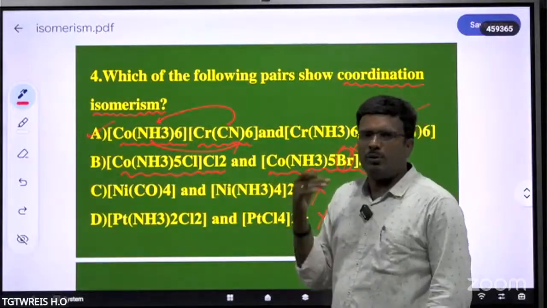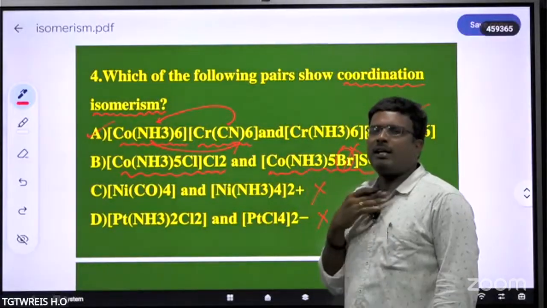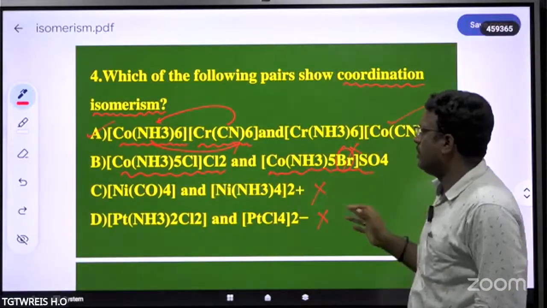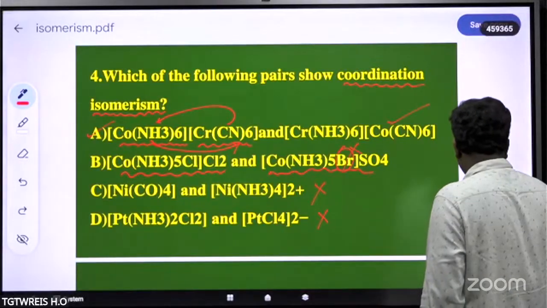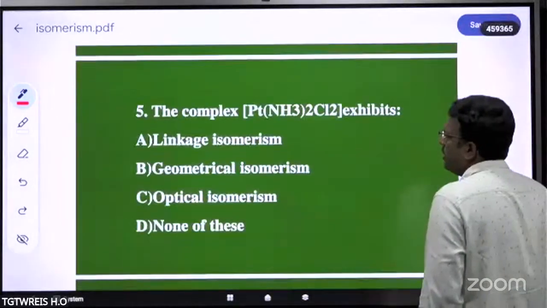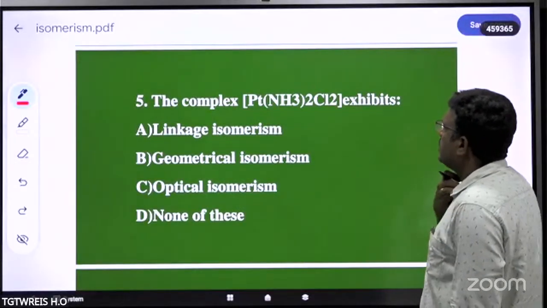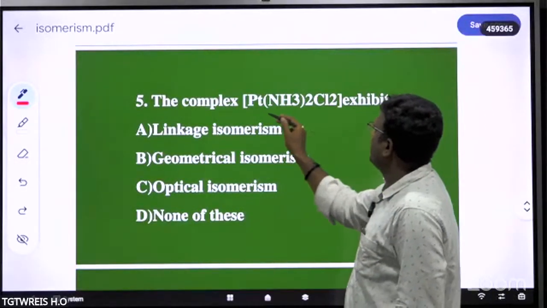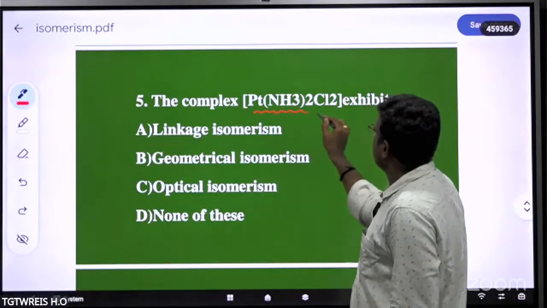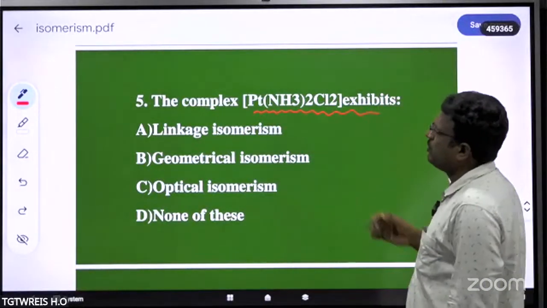Metals are acting as Lewis acids. Ligands are acting as Lewis bases. The bond formation between the Lewis acid and base, that is the coordination compounds. Next one, sir. Yes. The complex. This complex is given, right? So hexa-ammine. So which type of isomerisms are there?